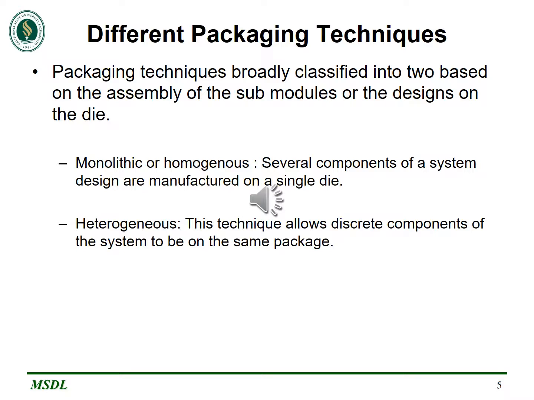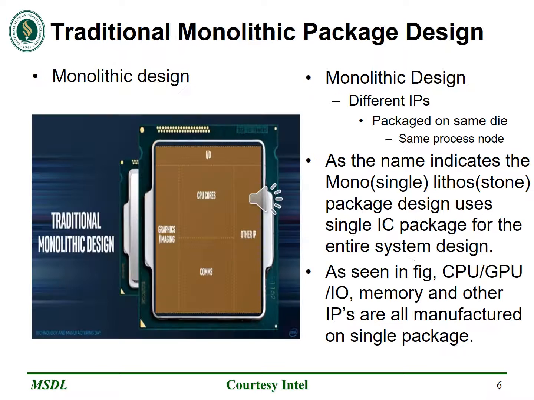Packaging techniques are classified into two based on the assembly of the submodules or the designs on the die. Monolithic or homogeneous means here the several components of a system design are manufactured on a single die. Whereas coming to the heterogeneous, these techniques allow different discrete components of the system to be on the same package.